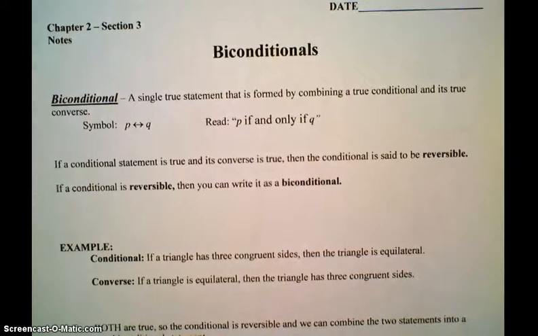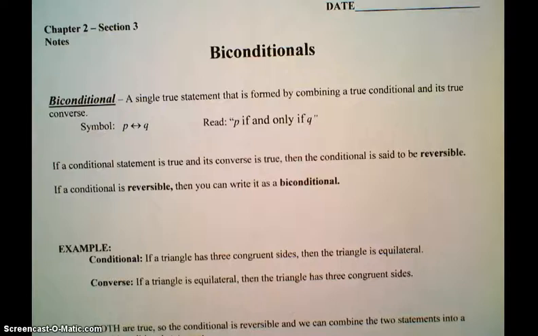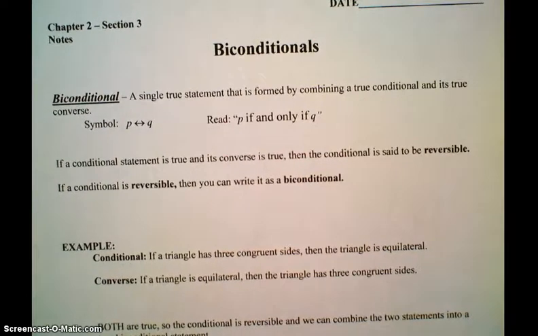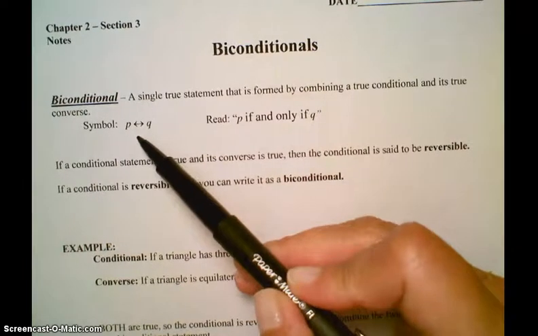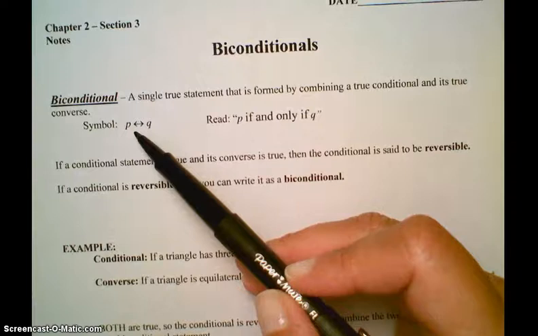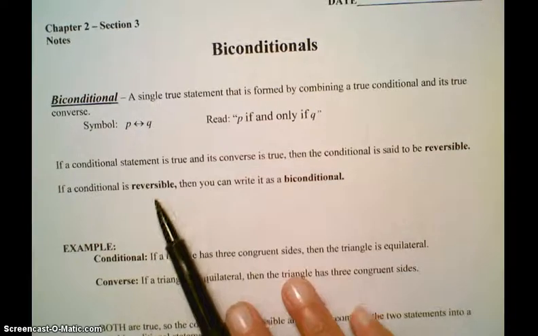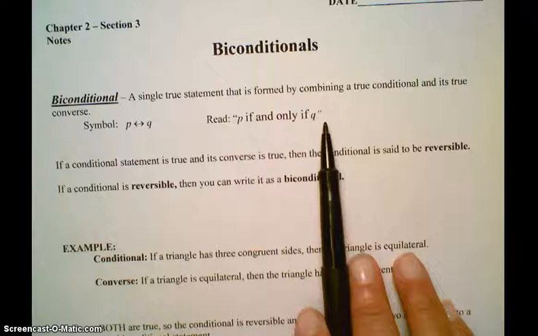Okay, we're on Chapter 2, Section 3. The first topic in this section is biconditionals. And if you take a look, the first thing I want you to notice is that the symbol for the biconditional is a double-sided arrow because it is reversible. And so if you take a look here, it's read P if and only if Q.